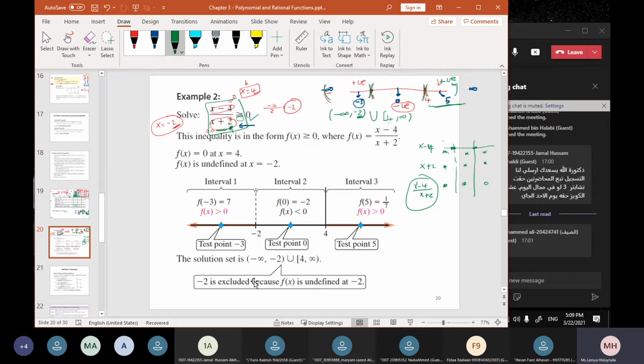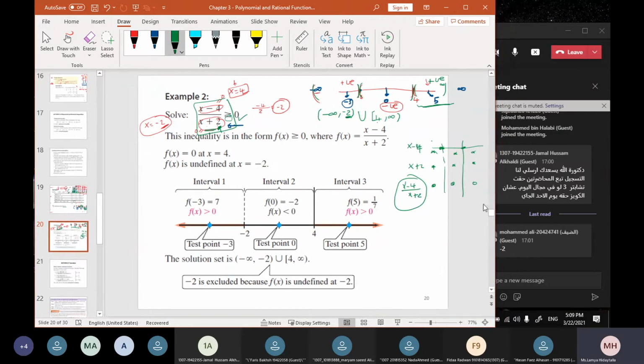So our solution is from minus infinity to minus 2, union the interval from 4 up to infinity. Minus 2 is excluded. Why? Because the function is not defined at minus 2, since at minus 2 I would have a division over 0. Okay, clear? Any question? Any question in this part, or is it clear?